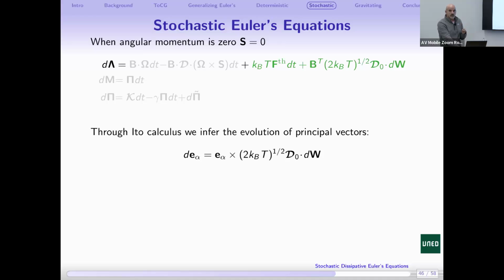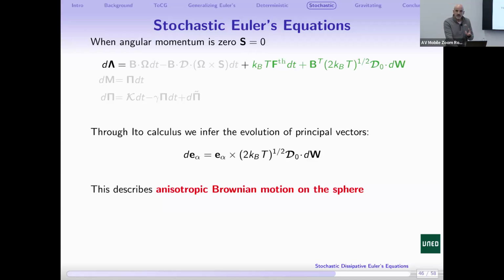So you have to use Ito calculus, because the principal axes are the rows of the rotation matrix. You know the attitude parameters in the rotation matrix move. This implies the motion of the central moments. You have to use Ito calculus, and you get this equation. So the update of the eigenvector of the principal axis is the vector product of the principal axis vector with the Wiener process. And this is, by definition, something which is well described in the mathematical literature, which is Brownian motion on a sphere.